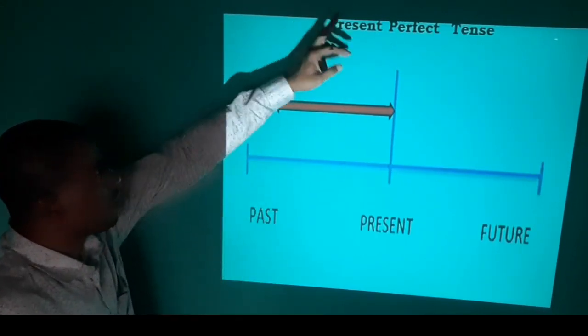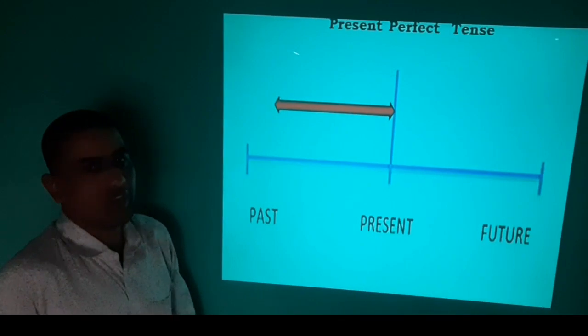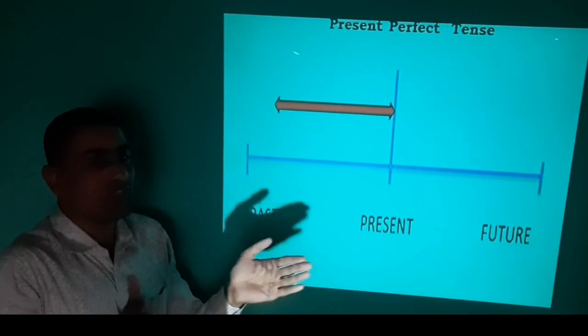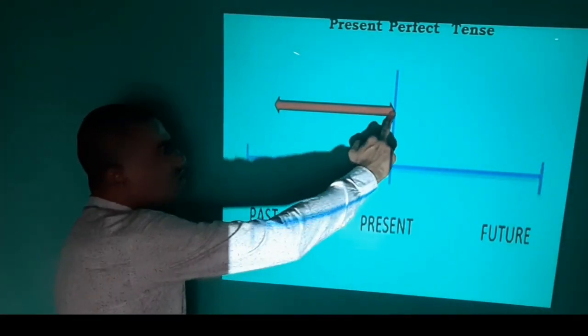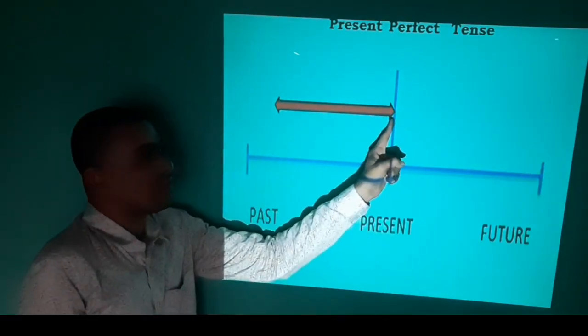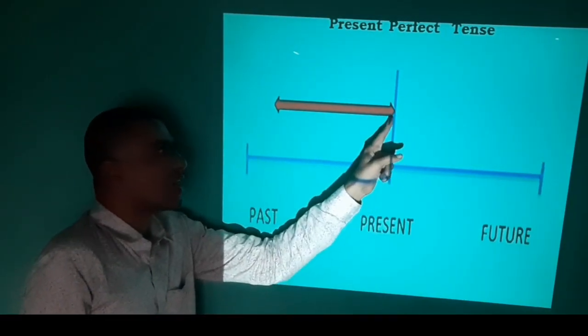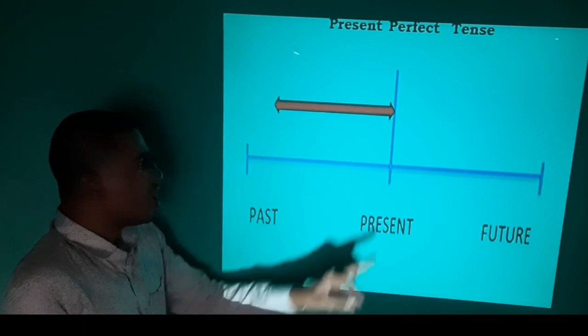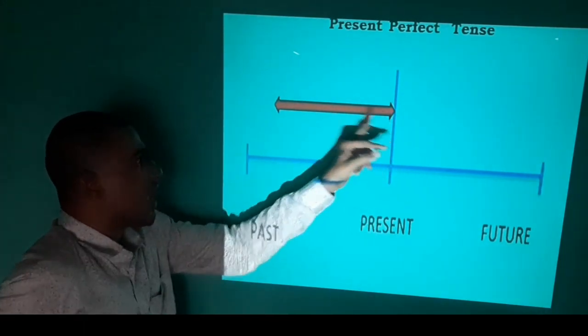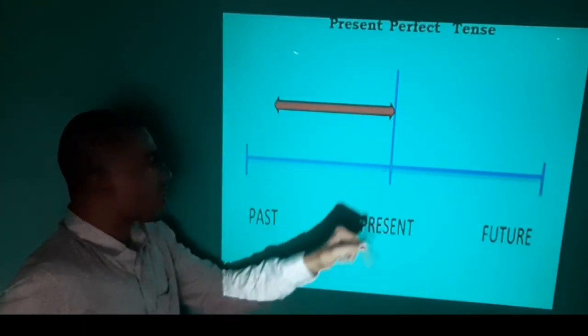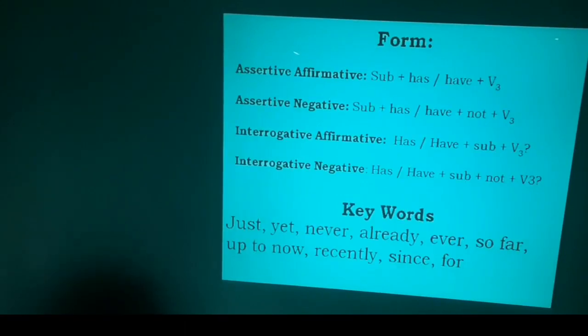Next, friends, we go with the present perfect tense. As I told you, perfect means completed. Though the action is completed, though the action is over, still it has got a touch with the present tense. That is the meaning that we have to understand here. Though the action is over, it still has a connection with the present tense.